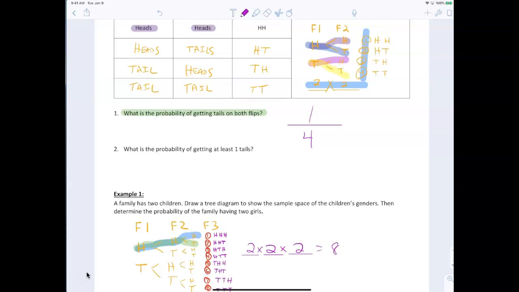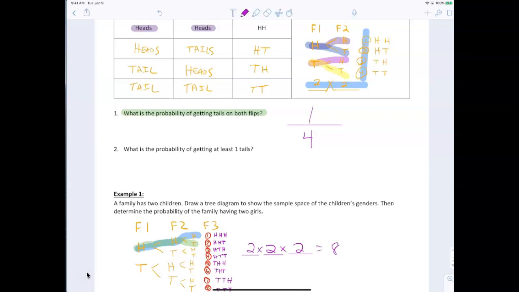All right. The next question is what? At least one tail. 3/4. Now, again, some of you are saying 75%. Do I really care? No, but probability is generally done as a what? Fraction.